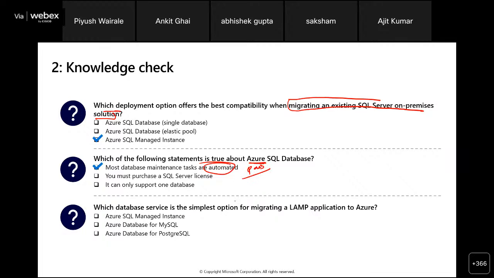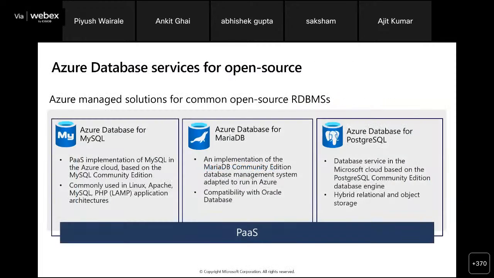Now, which database service is the simplest option for migrating a LAMP application to Azure? Option A, option B, option C, different options. The correct option is Azure Database for MySQL. So you commonly use Linux, Apache, MySQL, PHP. It is the LAMP application architecture. So please go through it also, right?